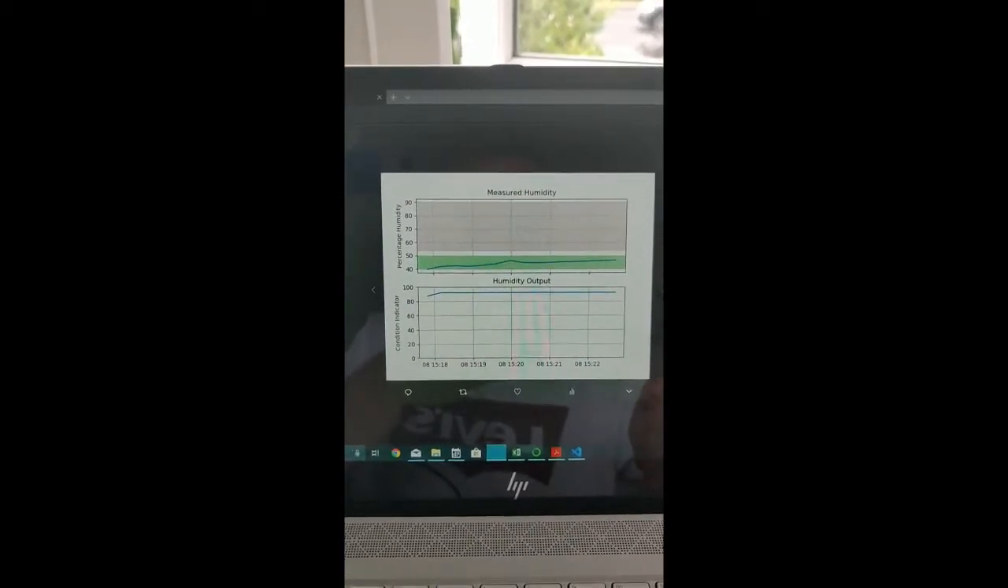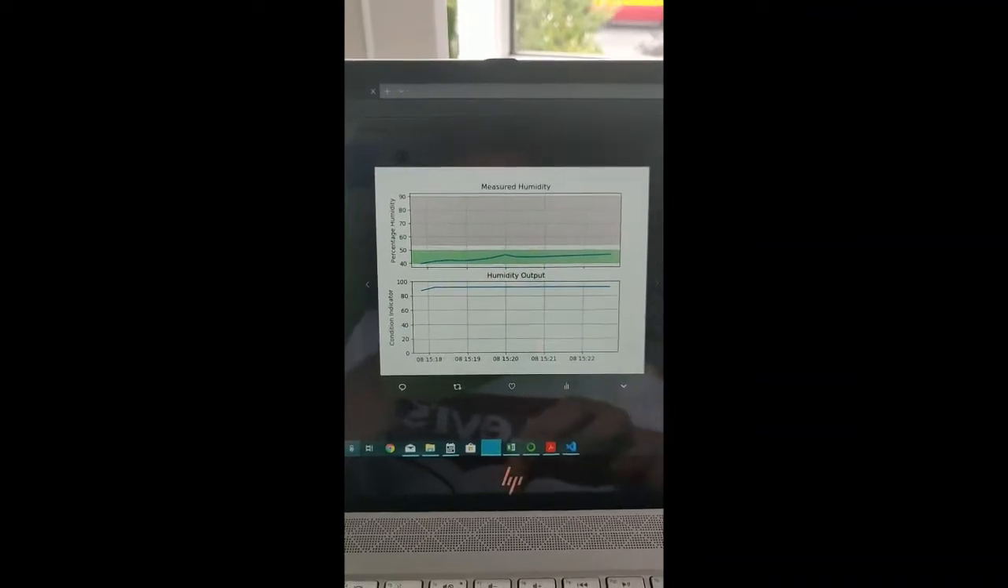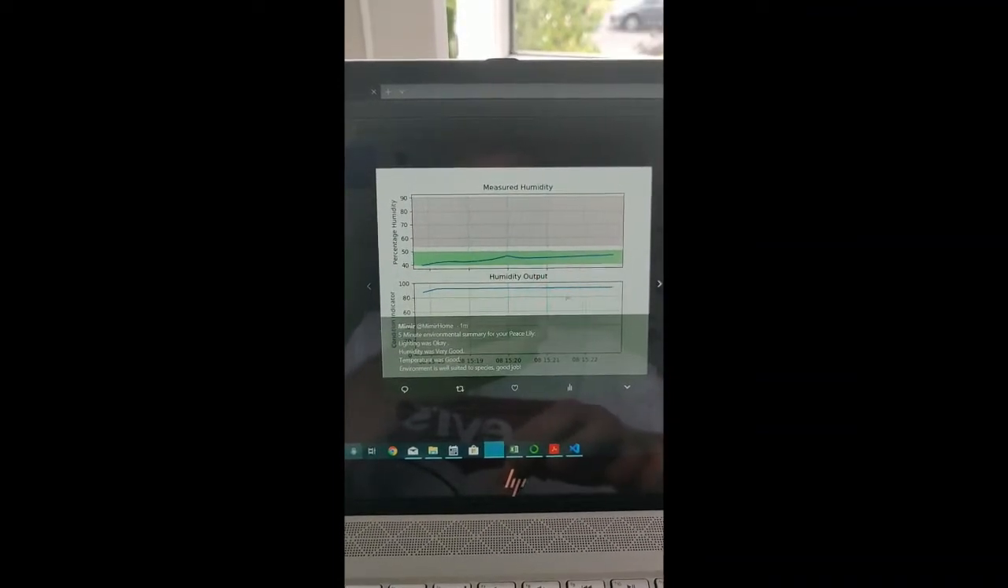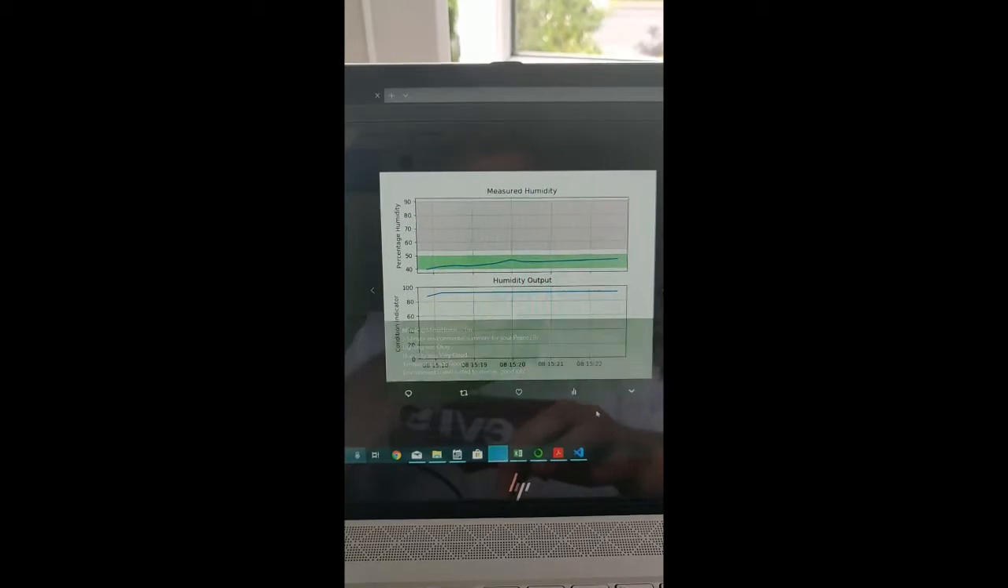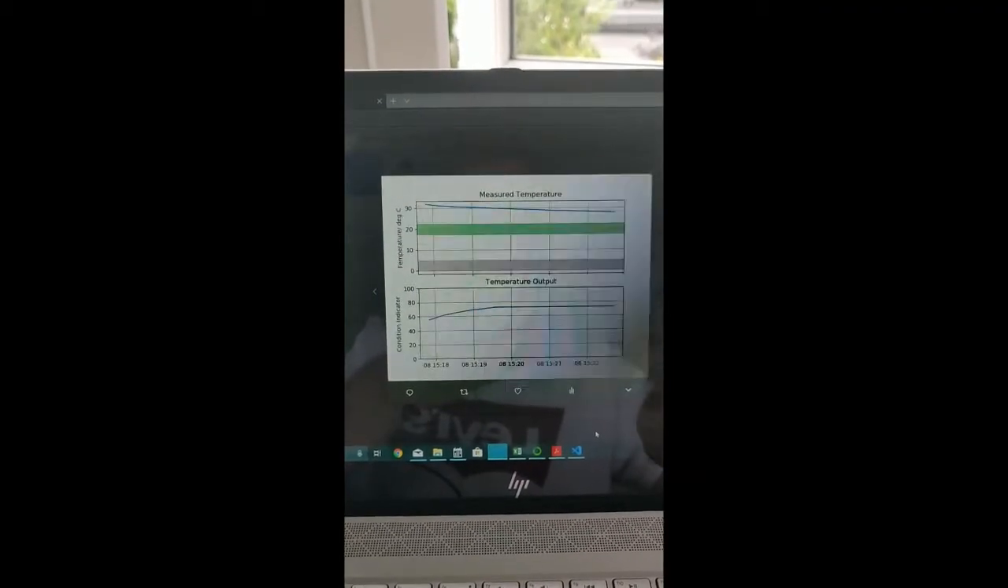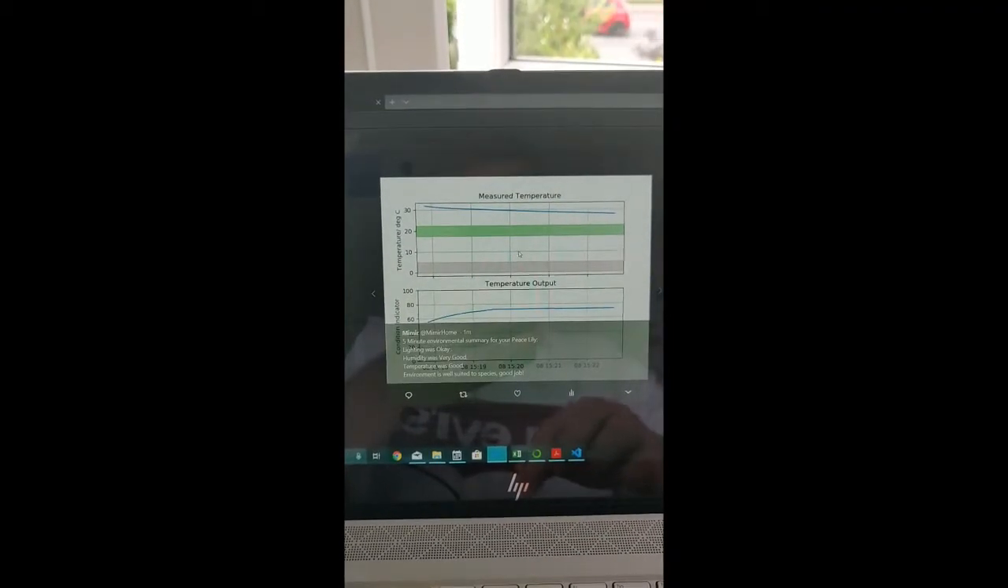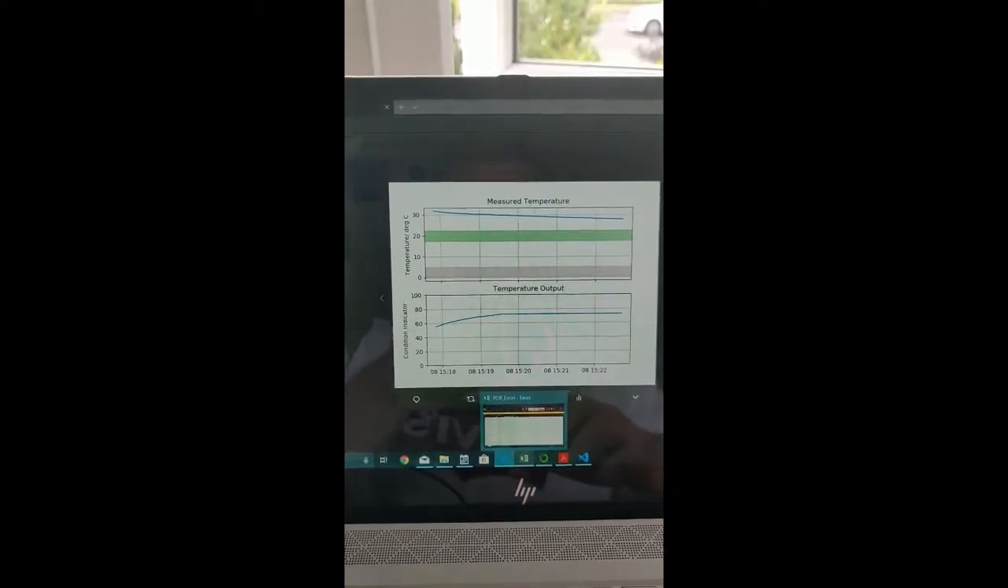Then scrolling through these, you can see the humidity, the 5 minutes spent a lot of time in the green area, giving a high output from the algorithms. Again, the temperature was close to the green area, but a little bit further away, so it didn't give quite as high an output.